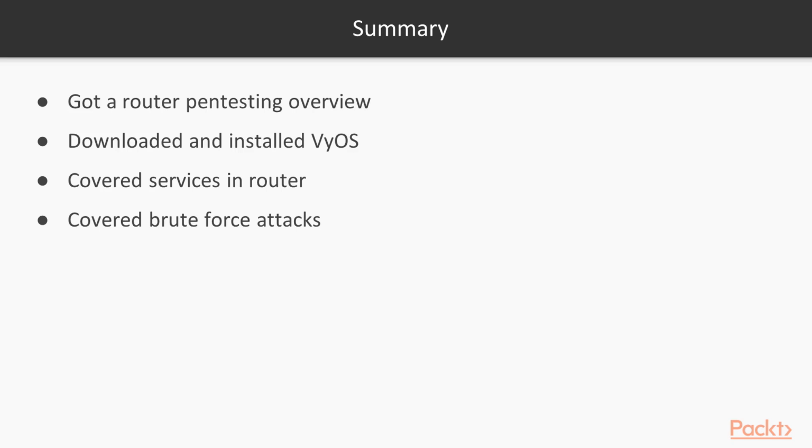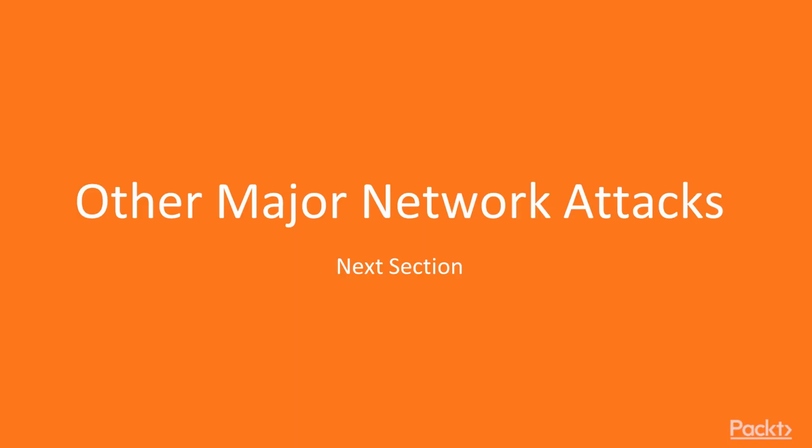If we talk about the section summary, then what we have learned in this section: first of all, we have learned what router pen testing is. Then we have learned how you can download and install BIOS inside your virtual machine. Then I have provided information on how you can assign an IP address, and how you can start services like SSH and Telnet inside your router. And then finally we have learned how we can perform brute force attack from the Kali Linux operating system. So this is all about this section, and I hope you have enjoyed it.